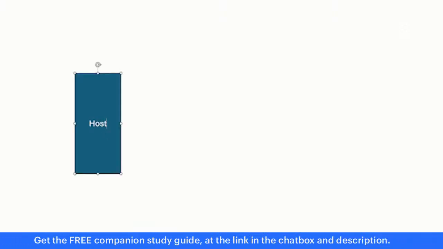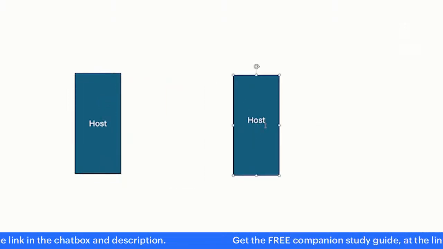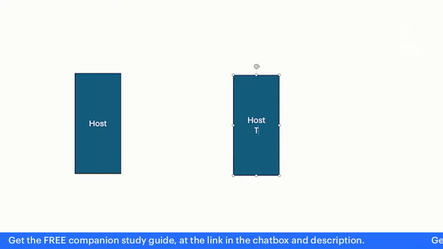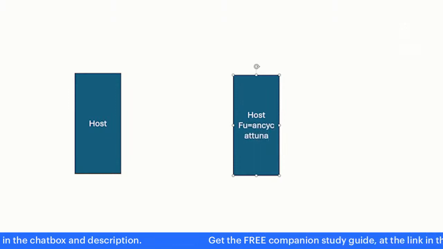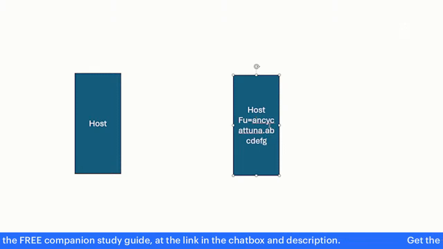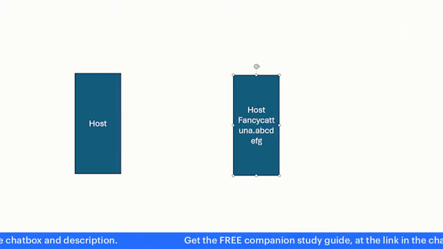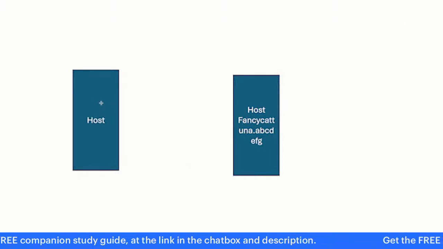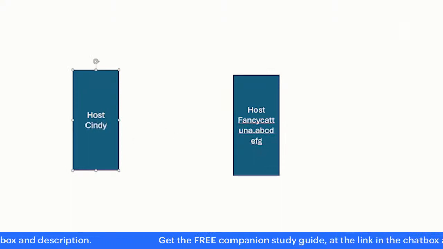So let's say we have a host, and then we have another host. So this host is going to be fancycattuna.abcdefg, not .com, because we don't want to take somebody else's name by accident. And here we have a host, but in this case it's Cindy's PC. And Cindy wants to go buy tuna.